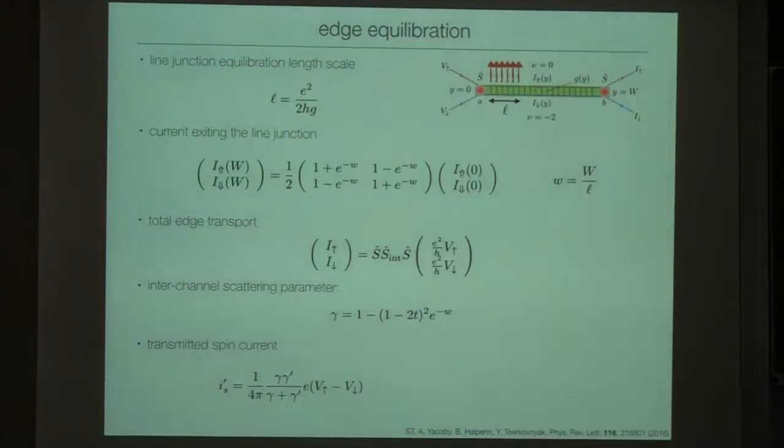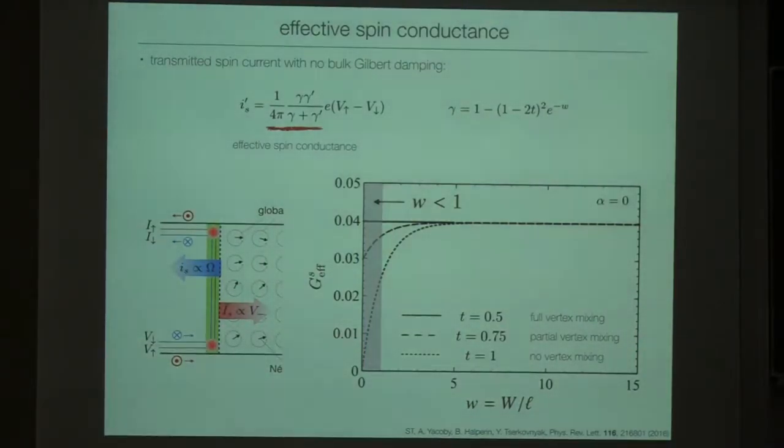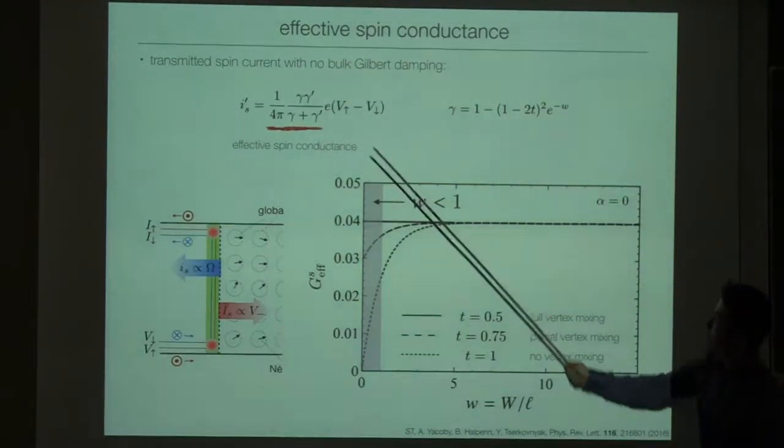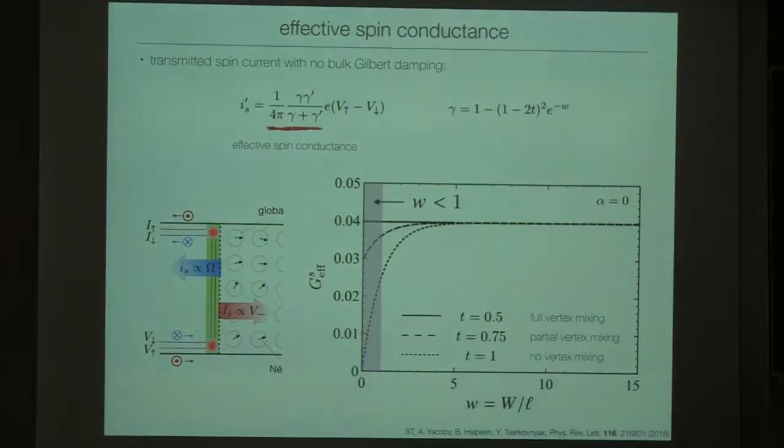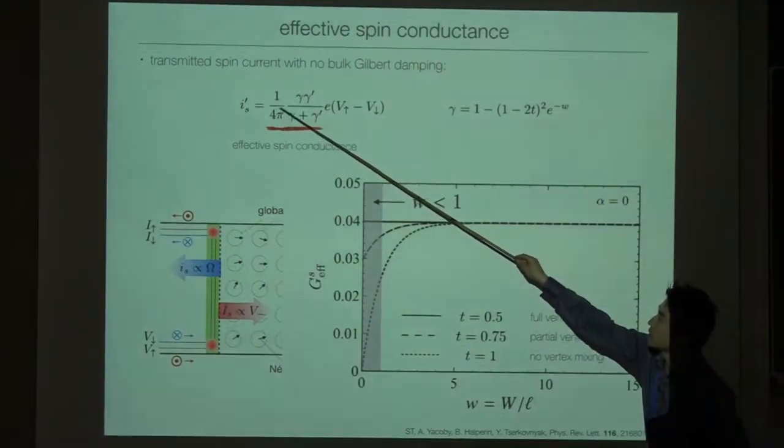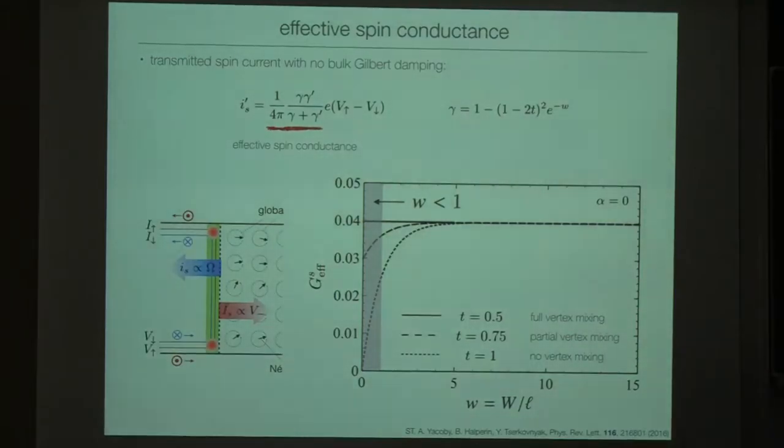And if you include Gilbert damping, that essentially modifies the spin conductance, where it gives this algebraic decay of the spin conductance as the length of the sample increases, and also as the width of the sample increases. Okay, so to summarize this result in a plot, the transmitted spin current is given here, and we just want to look at the effective spin conductance through this canted antiferromagnetic region.